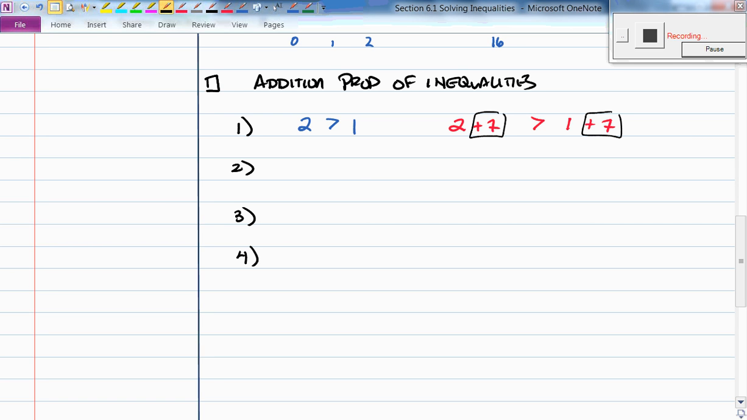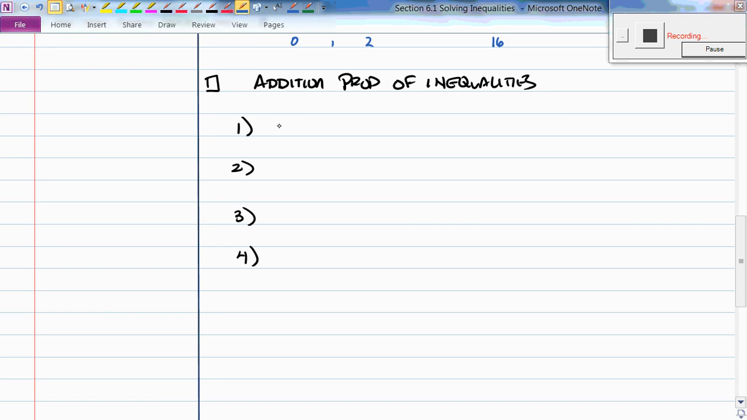Let's see here. 2 is bigger than 1. Okay, that works out. And then 2 plus 7, that's 9, right? And 9 is definitely bigger than 1 plus 7, which is 8. So that still holds true. You guys are cool with that part? That's basically what the first rule is saying. All right? And here's how it says it, a little bit differently.